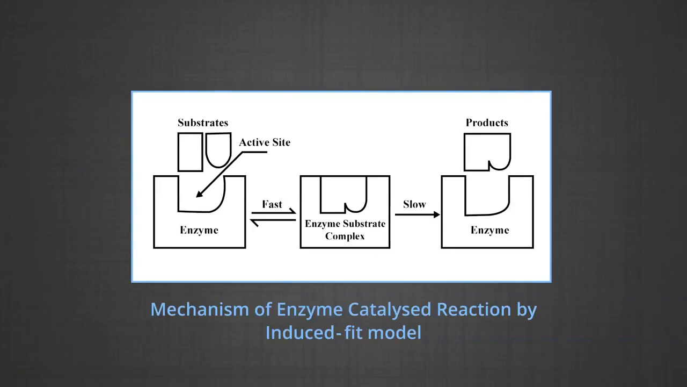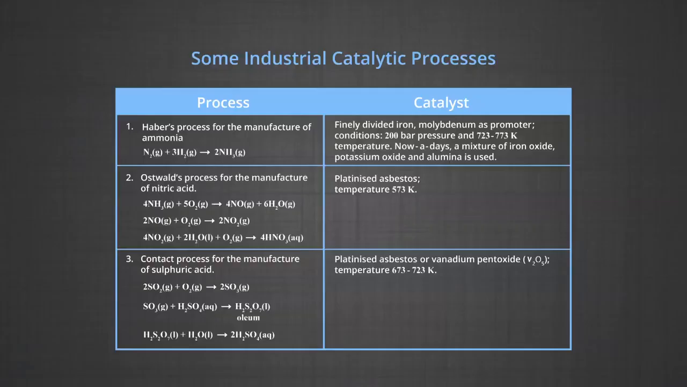As shown in the figure, it can be imagined as a hand in a glove, in which the glove, which is the active site, does not get its functional shape until the hand, that is the substrate, fits into it. We now see the applications of catalyst in industry. Some of the important technical catalytic processes are listed in the table to give you an idea about the utility of catalyst in industries. These processes have already been explained at various places in the module.